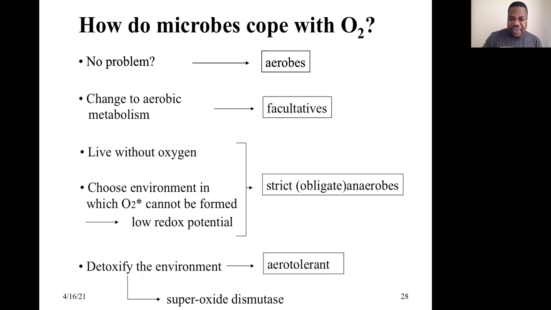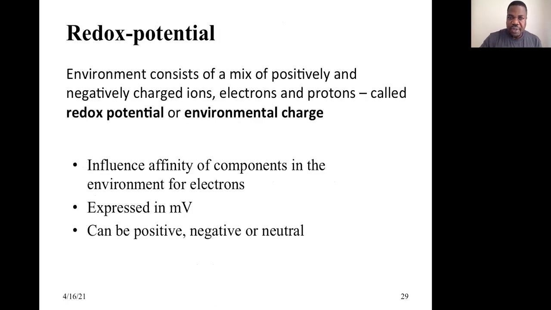But then, we have also another group of pathogens that we call the aerotolerant. The aerotolerant are the microorganisms that are able to produce superoxide dismutase and to detoxify the environment and survive in the presence of oxygen. But the question still remains. The question that I should ask is, how then do some anaerobic bacteria survive in the presence of oxygen?